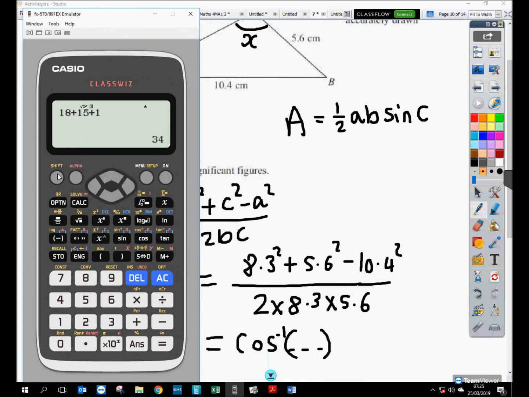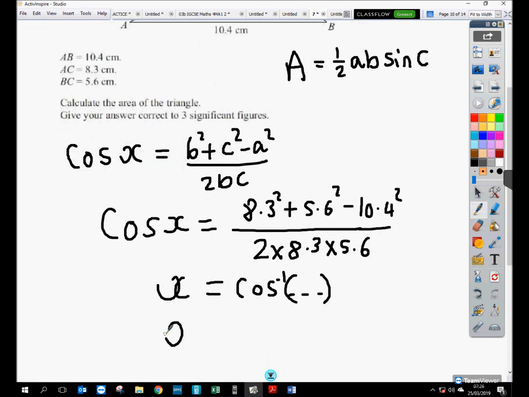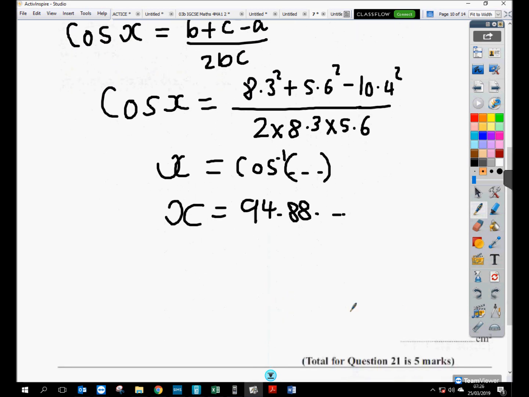Okay, let's try typing this in the calculator. So, inverse cos fraction 8.3 squared plus 5.6 squared minus 10.4 squared over 2 times 8.3 times 5.6. Scroll to the right hand side, close the bracket. You end up with 94.8. This is the value of the angle. Don't hold back, copy down the display. Do not round that number.